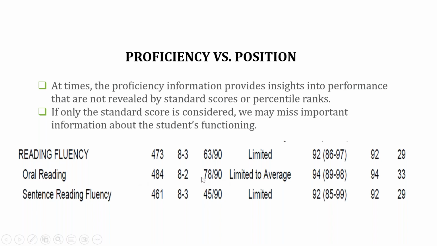Look at there's a 78 over 90, which again falls within the limited to average range, which means that they're going to find those tasks difficult in the classroom. And then look at that sentence reading fluency, a 45 over 90. That again indicates that that student is going to find those types of tasks similar to what's required in sentence reading fluency to be very extreme. It's going to be very difficult for them to perform those types of tasks in the classroom.